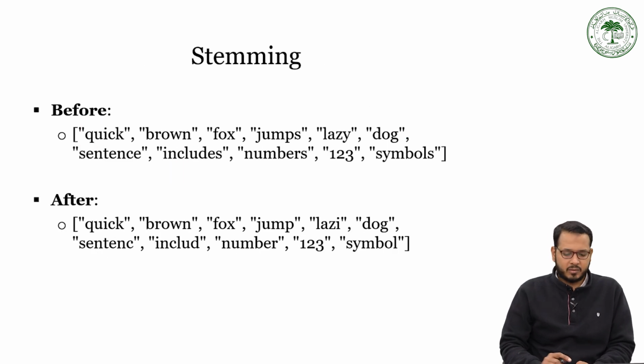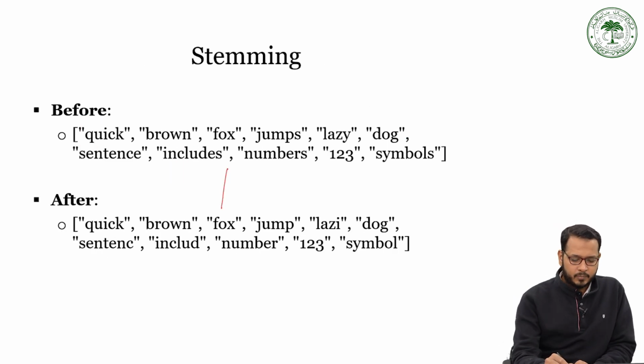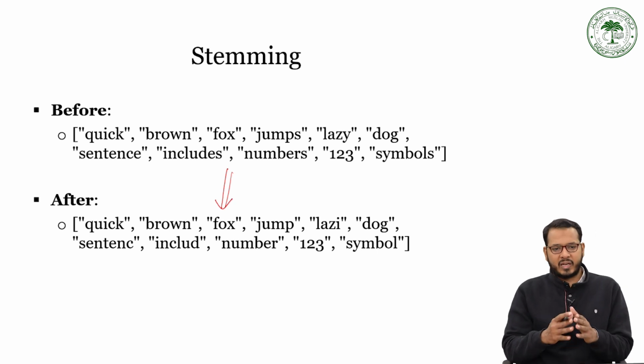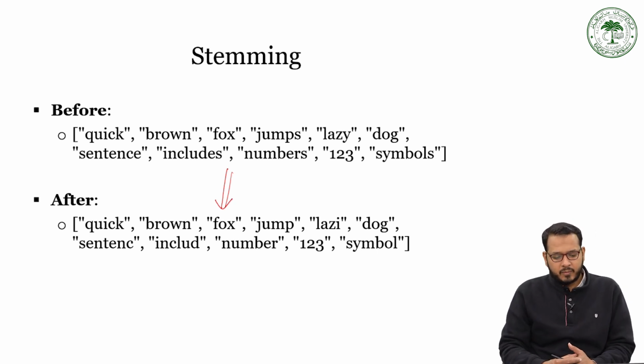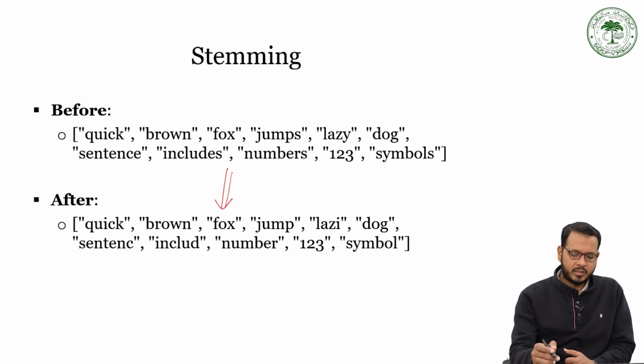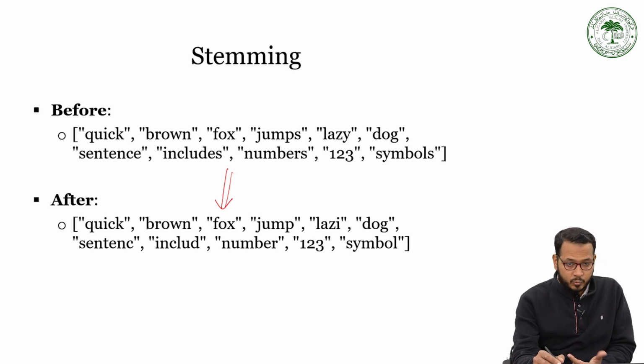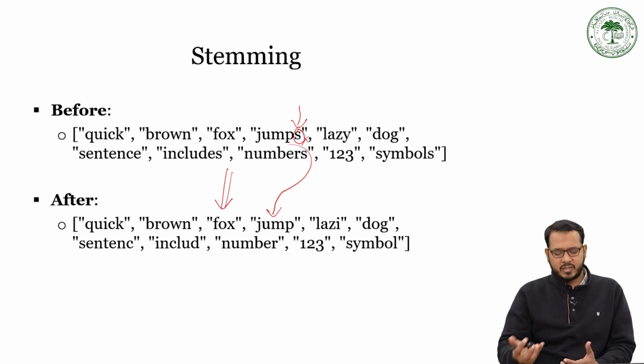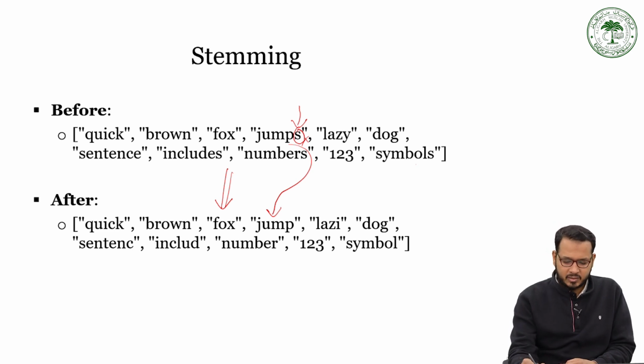Let's say we want to do the stemming on this tokenized sentence. When we do the stemming, what it does is it keeps the root words and it removes the different forms of the verbs. So say this S has been removed and we keep the word jump. So this is the basic rationale behind stemming. So symbols has been replaced with symbol.